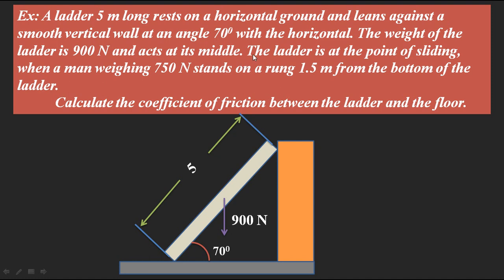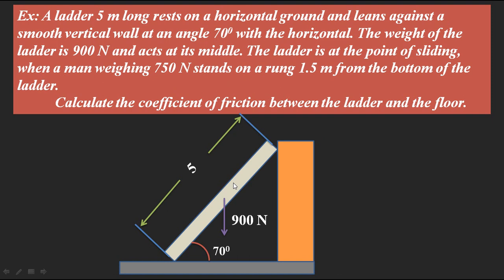And the ladder is at a point of sliding. Here it is at a point of sliding, which means if the weight or the forces acting on the ladder increase more, then automatically the sliding of the ladder starts. But here it is not sliding, it is at a point of sliding, so it is still in equilibrium condition only. And again, a man weighing 750 newtons stands on a rung.